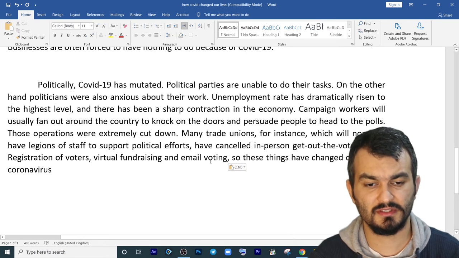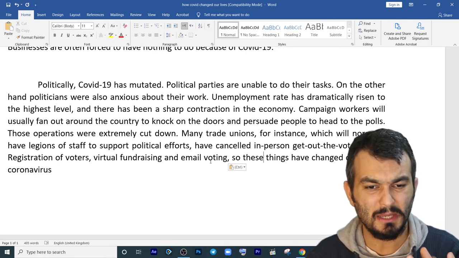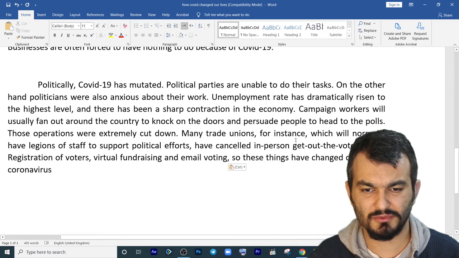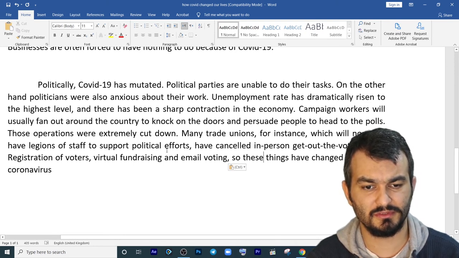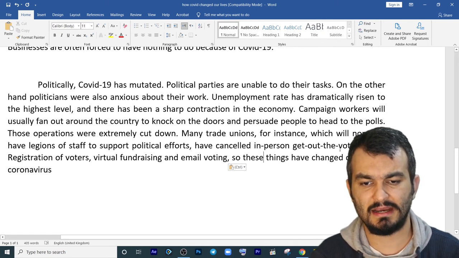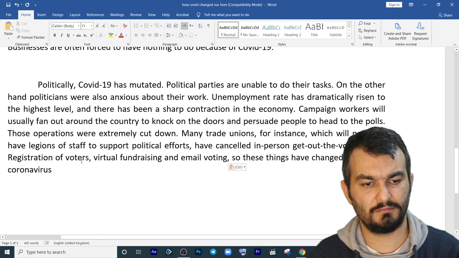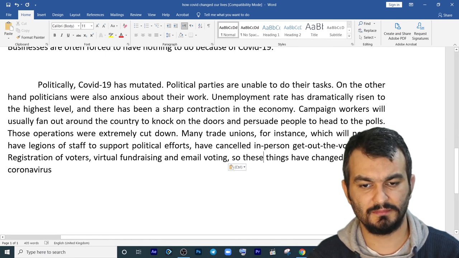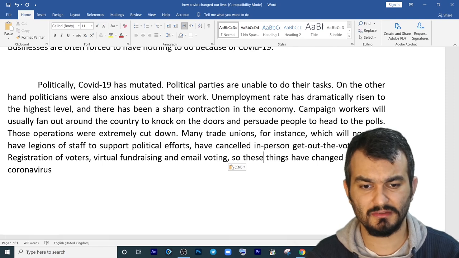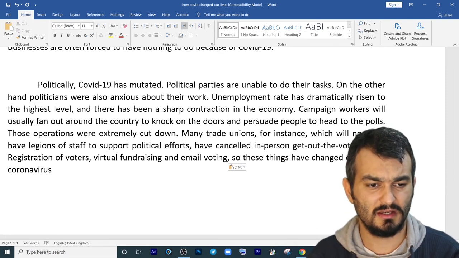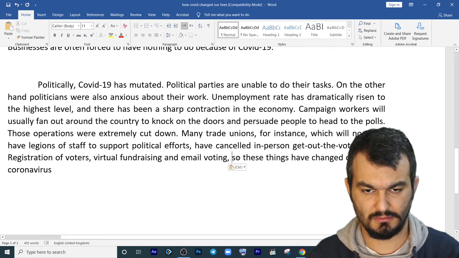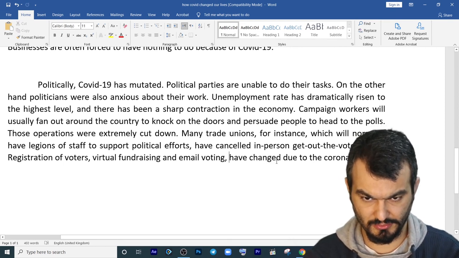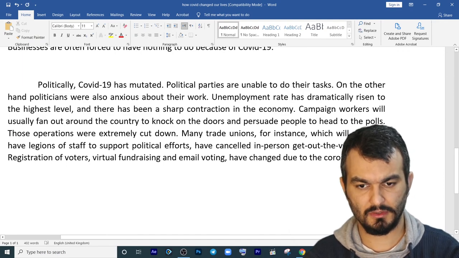You know, here in these sentences, there is sort of mysterious, ambiguous atmosphere because it is not so clear, actually. Many trade unions, for instance, which will normally have legions of staff to support political efforts, have canceled in-person get out the vote events, registration of voters, virtual fundraising and email voting. So these things have changed due to the COVID-19. Yeah, I mean, grammatically it is correct, but I couldn't find the correlation between the previous sentences here. You can change. Have changed due to the coronavirus. All right, not bad.